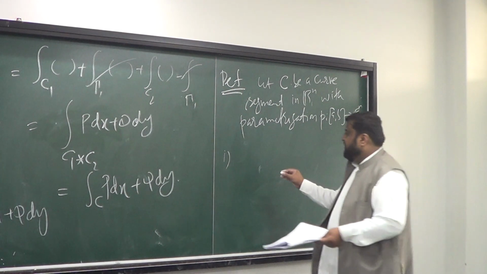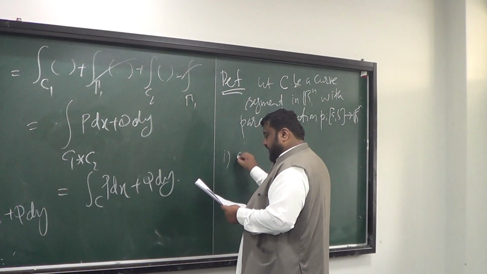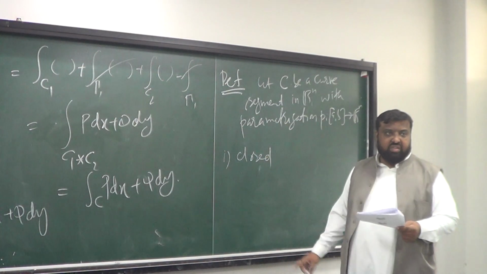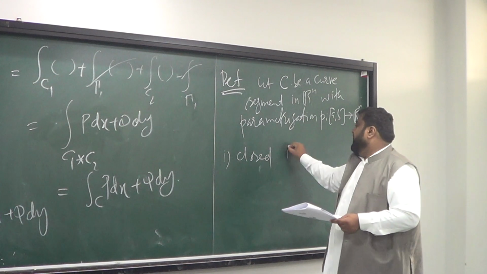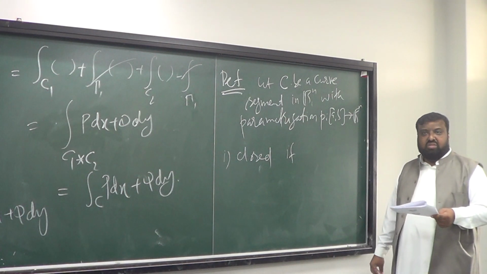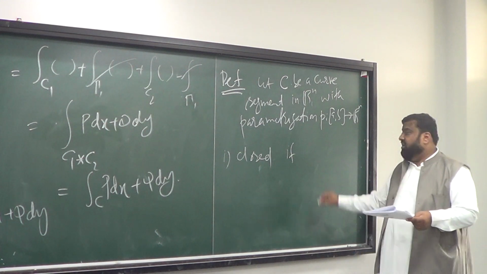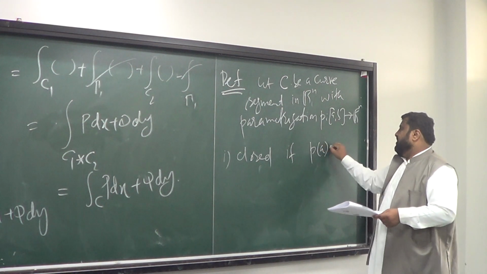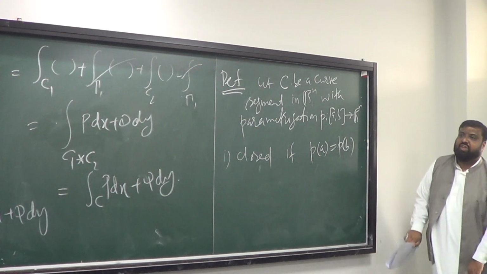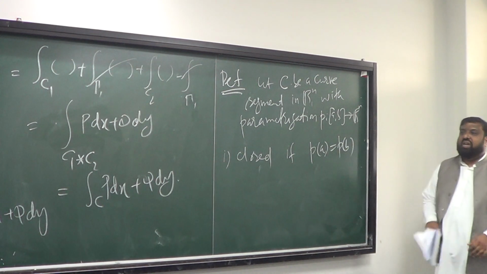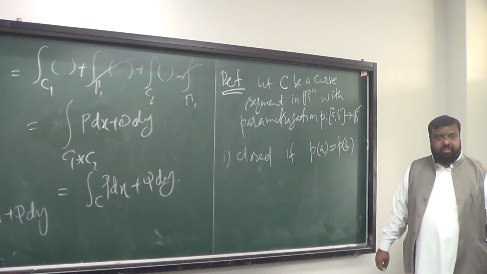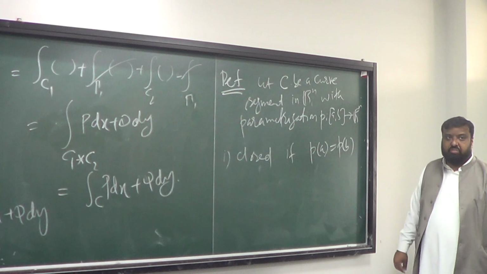I'm going to call it closed, so it's a closed curve segment, if, what do you think should be the definition? Yes, it should end at the same place where it starts. P(A) equals P(B). I'm going to call it closed if it is starting from the same point.